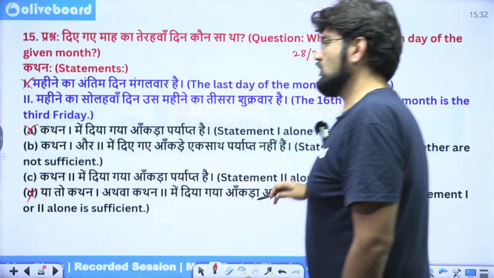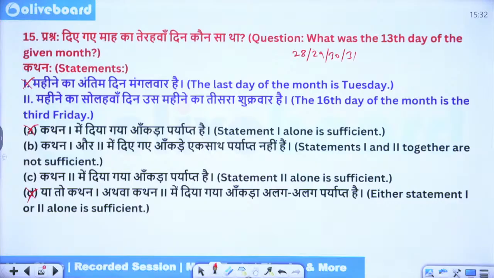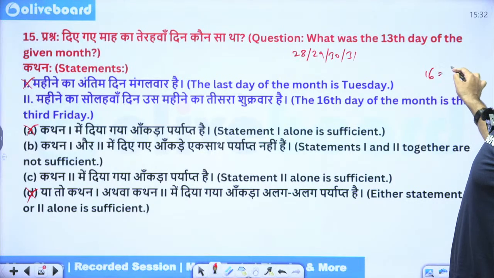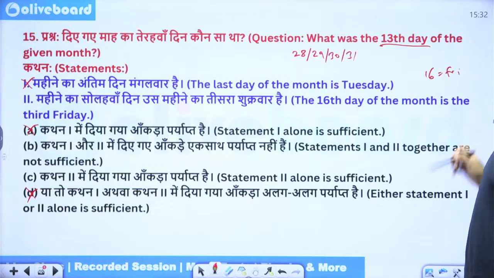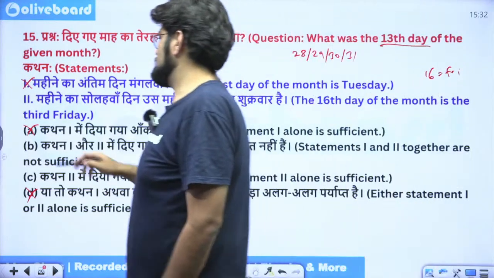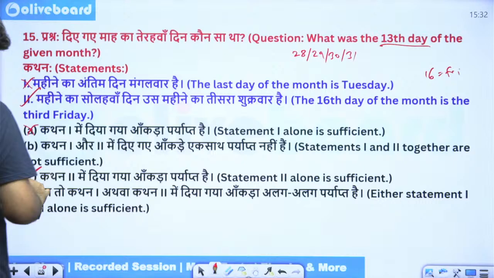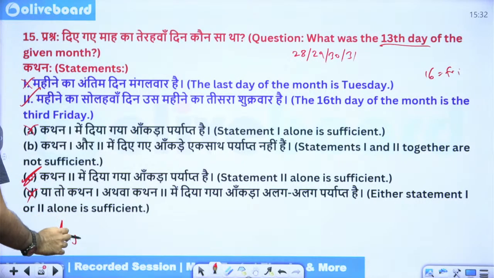Why? Because for either or, 1 alone had to be sufficient. Now either 2 will be sufficient or both of them are not sufficient. The 16th day of the month is the 3rd Friday. So now they are saying the 16th of the month is Friday. From this, can we find out the 13th day? Definitely. That is easy. So 2 alone will be sufficient to answer your question. Option C is the correct answer.